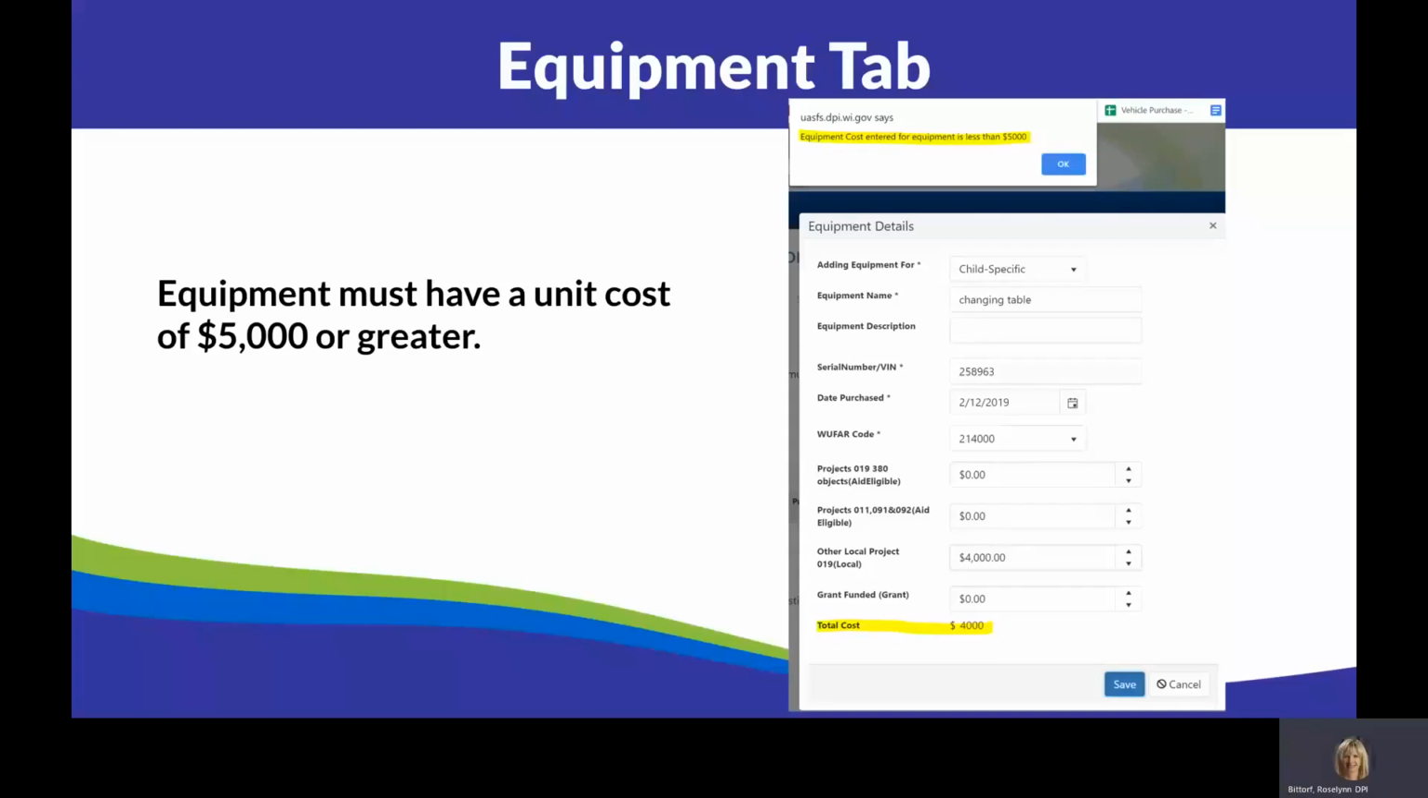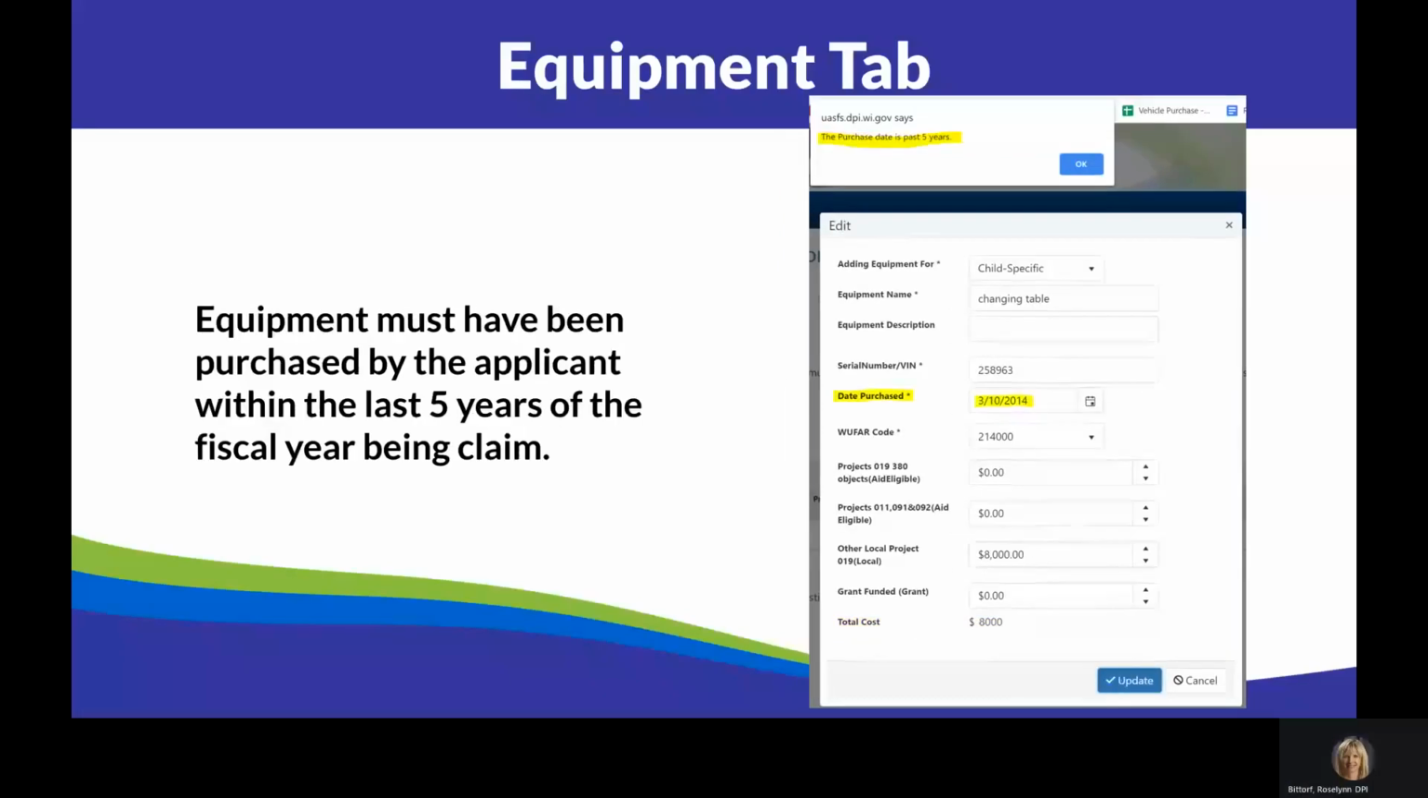The system now has checks in place to verify equipment entries. You can see here I tried entering a total cost of $4,000 and it alerts me that my entry does not meet the $5,000 threshold. In addition, I tried entering a date older than 5 years and the system alerts me that is not a valid date. The check is whether it is within 5 years of the fiscal year being claimed. For example, this year's fiscal year 22, the application is collecting costs for fiscal year 21, which means an equipment purchase can go as far back as July 1, 2016.